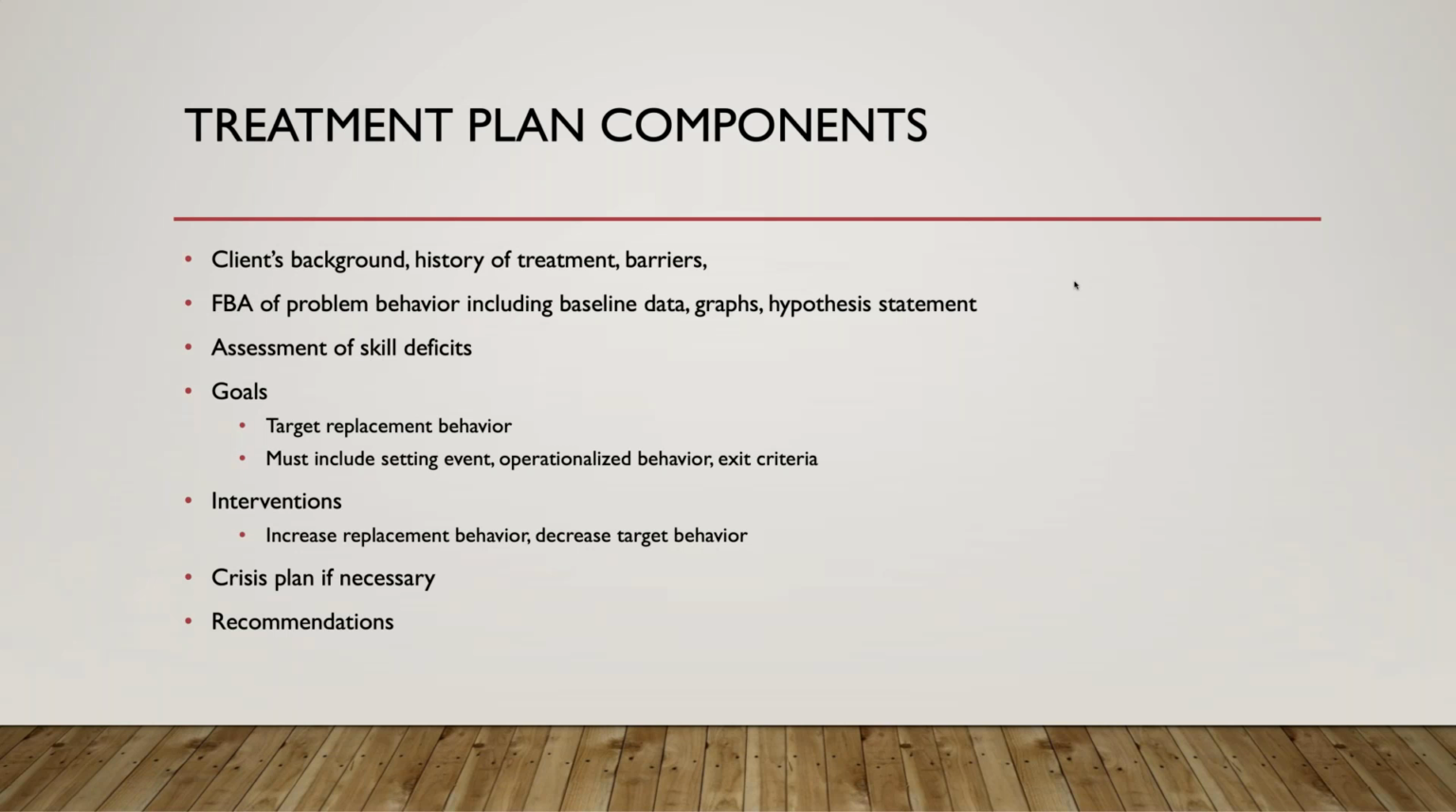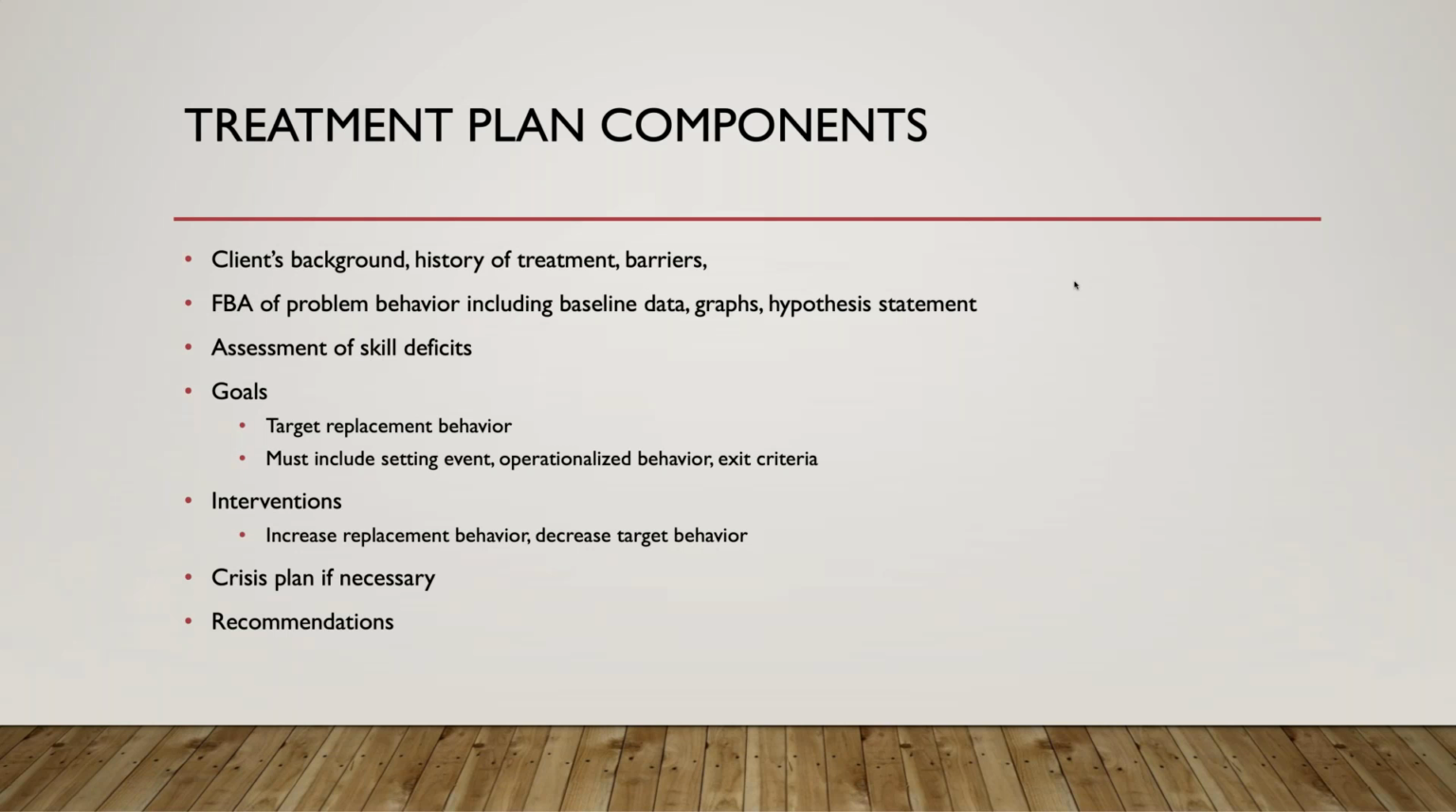We also have to have interventions. Our interventions should always increase a replacement behavior and decrease a target behavior. Essentially we're doing differential reinforcement for every goal that we have. We have a behavior that we want to decrease and a behavior that we want to increase. So for manding, we want to decrease not asking for things. Doesn't pass the dead person test though, but you know what I mean. And we want to reinforce asking for items.